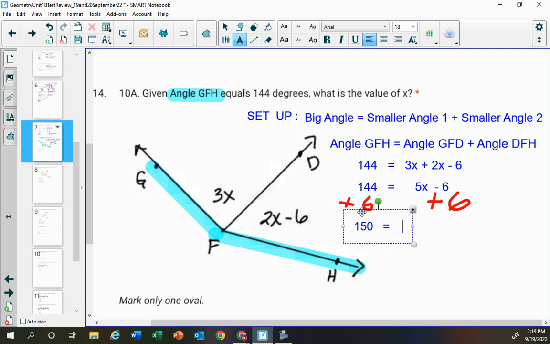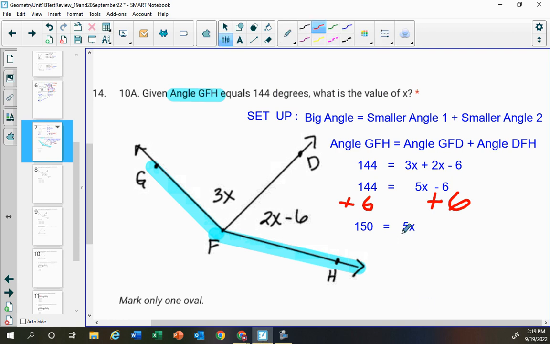So we have 144 plus 6 is 150, which is a 5x. And how do we get x by itself? x equals 30. Yup. How did you do it? 150 divided by 5. Exactly, 150 divided by 5.